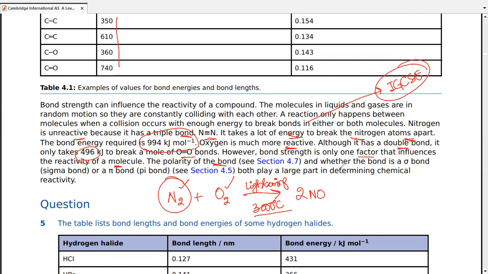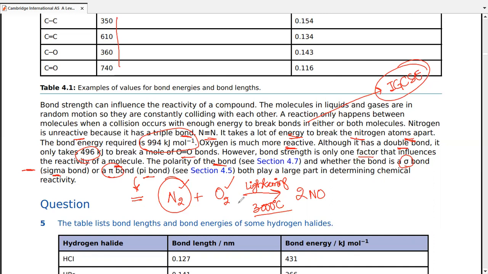However, bond strength is only one factor that influences the reactivity of the molecules. The polarity of the bond, whether the bond is a sigma bond, this is the sign for sigma, or a pi bond, this is the sign for pi, both play a large part in determining chemical reactivity. Now you must be thinking, what is a sigma bond or what is a pi bond? So the sigma bond is a single bond, and the pi bond tends to represent the double bond. The double bond is made up of one sigma and one pi bond, which we're going to explain a little later. So this represents the double bond.